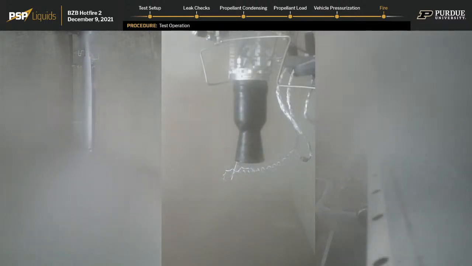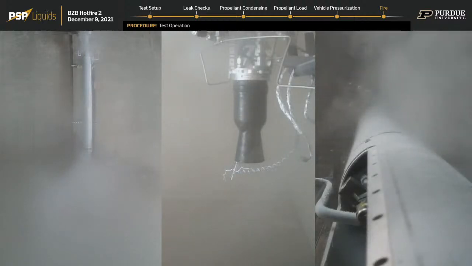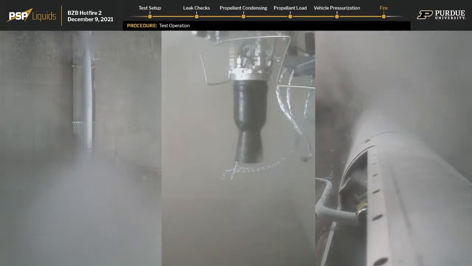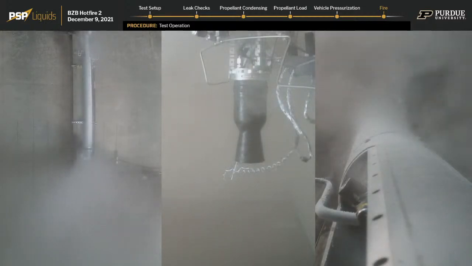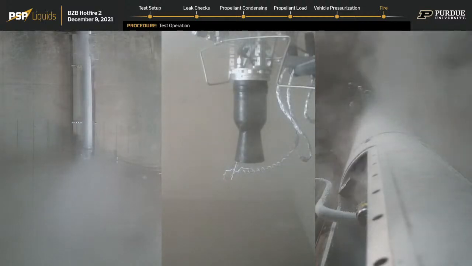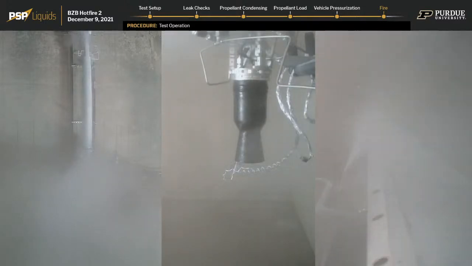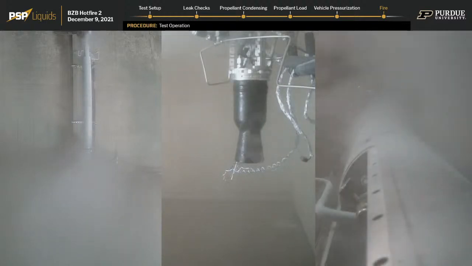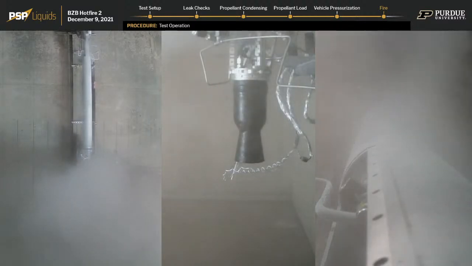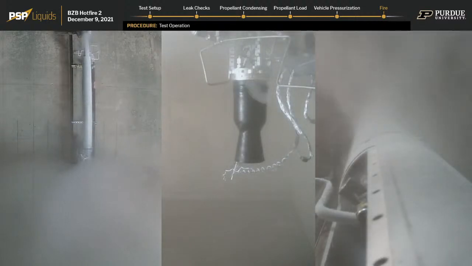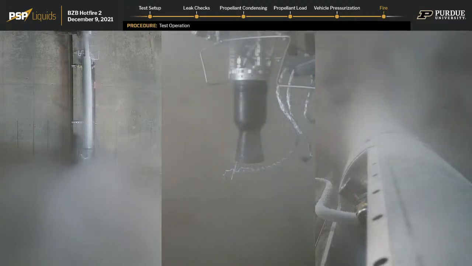We are on the final section. Fire. Hello, we are on Section 6, Fire, for the test operation. We are starting to log our high-speed data. We have loaded Hotfire auto sequence. We are arming our auto sequence. We are running auto. 3, 2, 1.